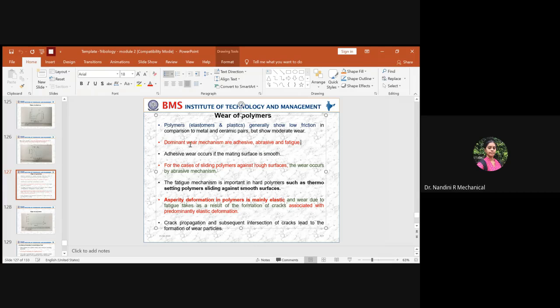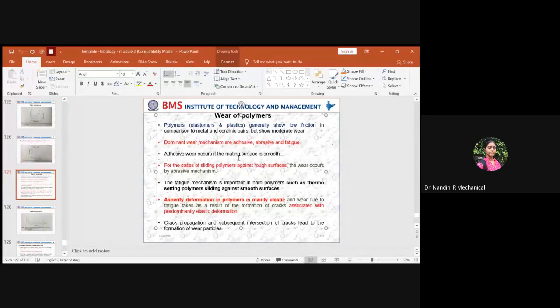In case of polymers, the dominant wear mechanisms that usually come into play are the adhesive type of wear, the abrasive and the fatigue wear. We studied different wear mechanisms, around 10 wear mechanisms, how they could be prevented from a mechanical perspective, and the lubricant also we dealt with. Out of those 10 wear mechanisms, the most dominant ones in case of polymers are adhesive wear, abrasive and fatigue wear.